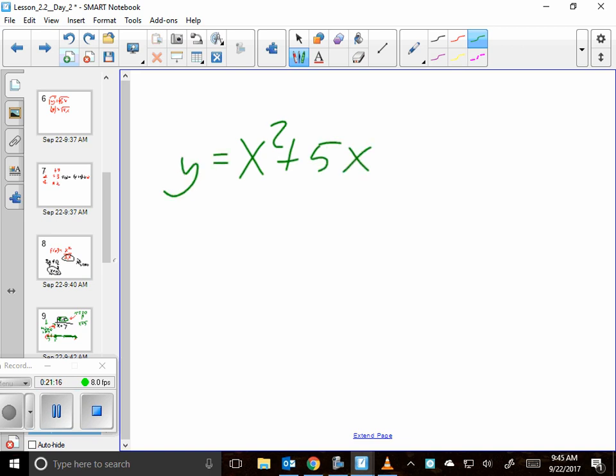What's the domain of that? Hint, trick question. What's the domain? All real numbers. Why? Because you can't crash it. Is there a way to make the denominator 0? No. Is there a way to make a square root negative? No. Then there's no way to crash it.